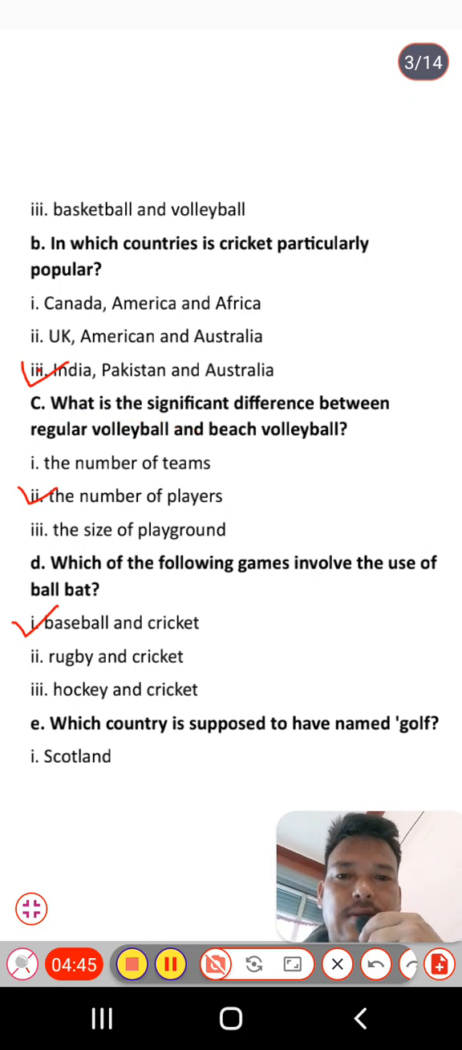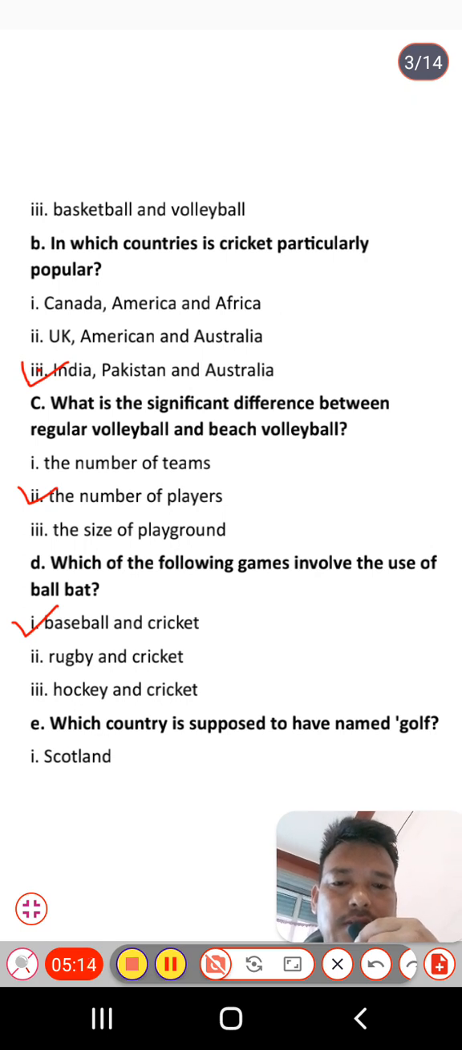And C, what is the significant difference between regular volleyball and beach volleyball? So the difference is number 2, the number of players. There is a difference in the number of players between the 2 games. The next one is, which of the following games involve the use of a ball and bat? Number one, baseball and cricket, where we have to use a bat to play the game.